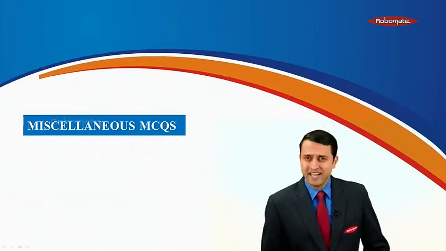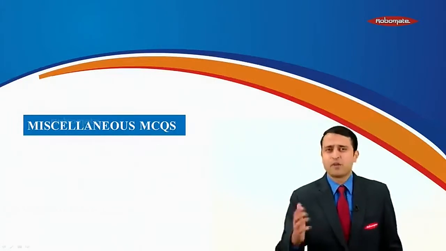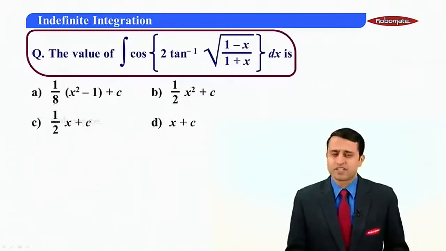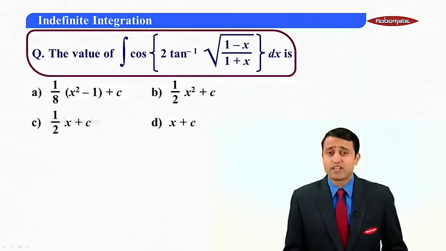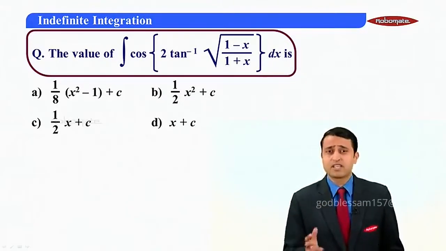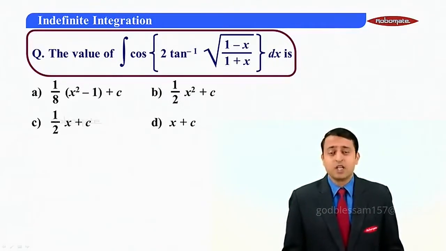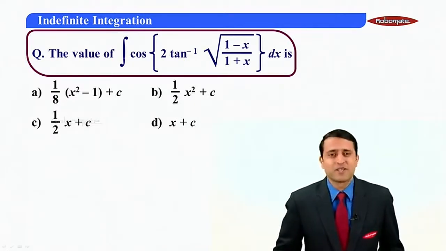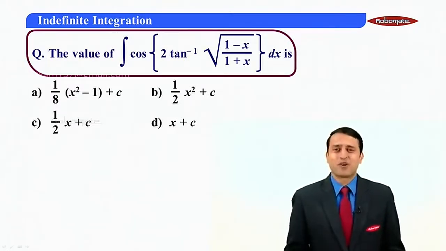Hello students, let us take some MCQs not belonging to a particular type, so the name miscellaneous MCQs. Let's see the very first in this case. They want us to evaluate the integral cos of 2 times tan inverse root of (1 minus x) upon (1 plus x) dx. The function given to us is such a big function. Options are very small. Let's see how to solve this.